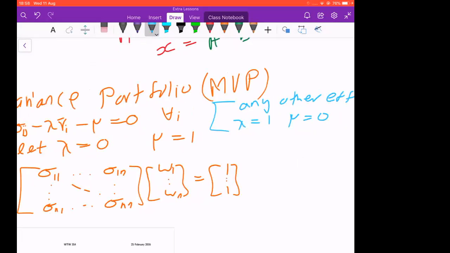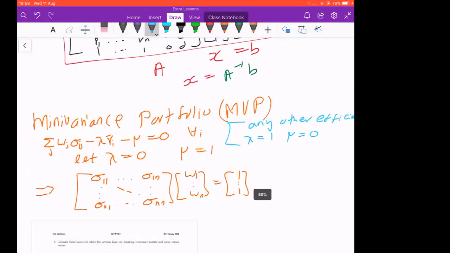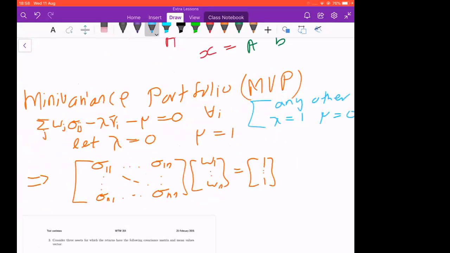This is just what you have to know. You just have to let lambda equal 0 and mu equal 1 to find your minimum variance portfolio, and then 1 for lambda and 0 for mu to find any other efficient portfolio. You just have to remember this line, and then you can solve it. This one is going to be your covariance matrix, and normally they will give you your covariance matrix so that you can find your answer.